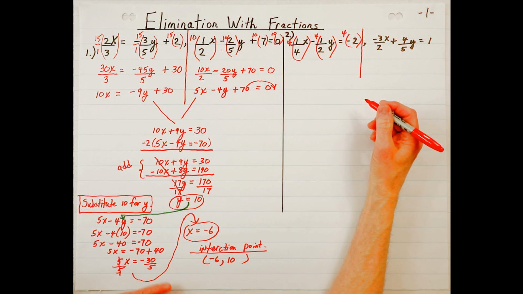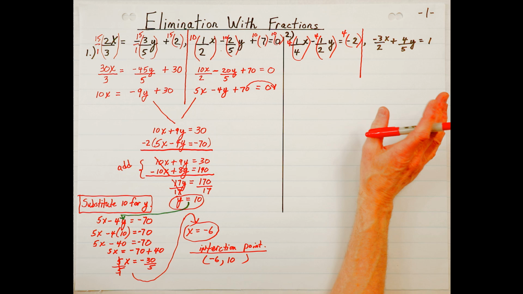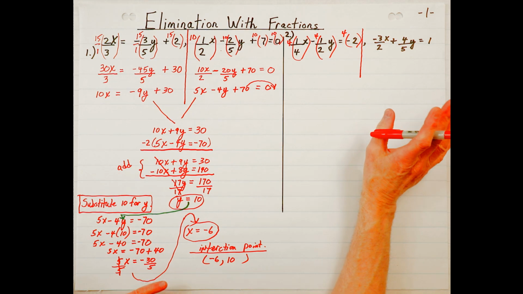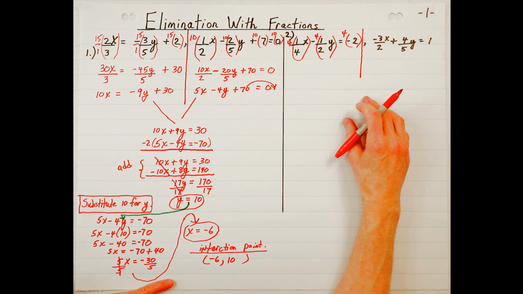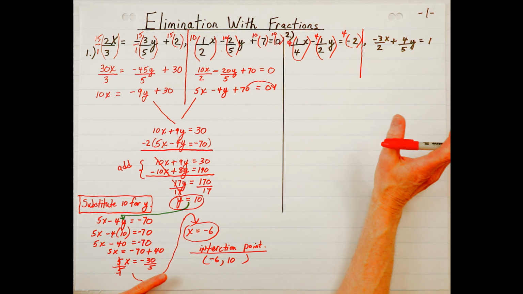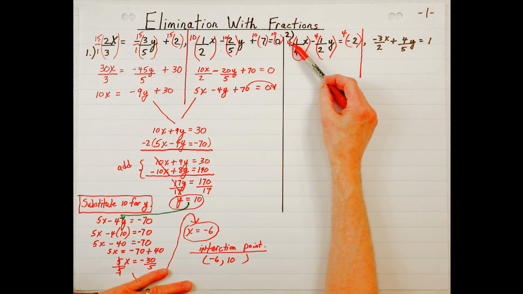Just like so. And take your time when you're doing this. It's easy to make a careless error. I do it all the time. And I know that you can do it too. Just take your time. Okay, so we're multiplying only the numerators by the LCD.